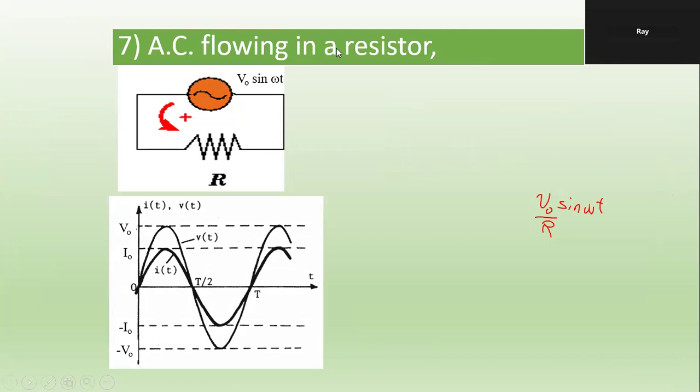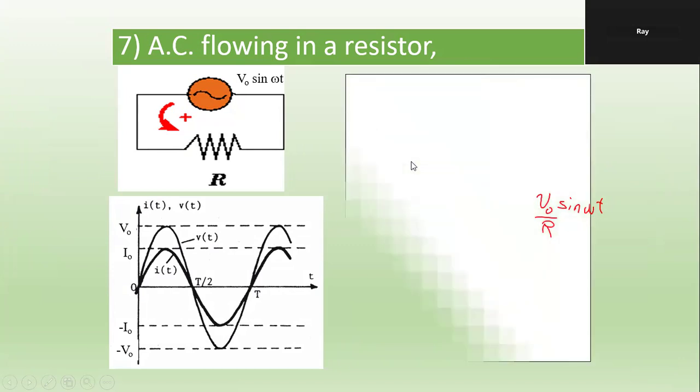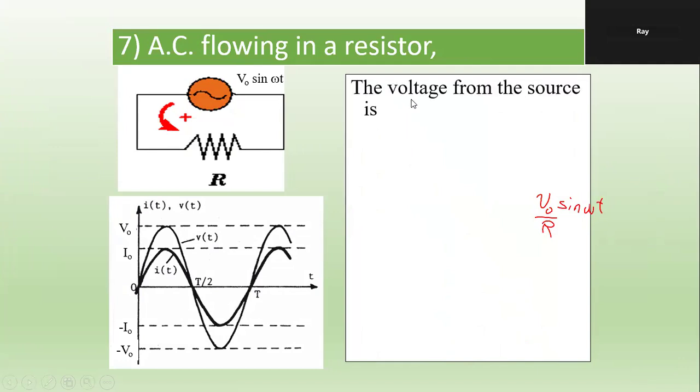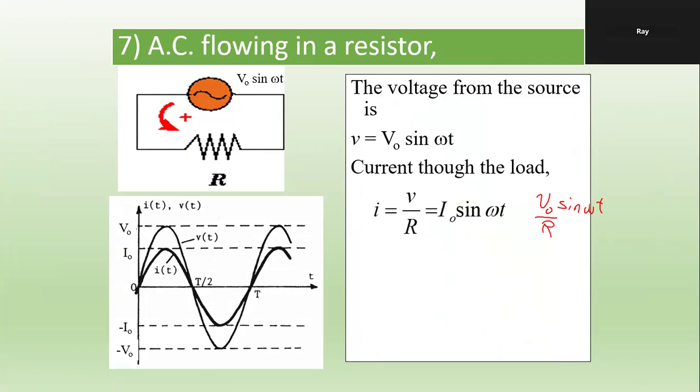Okay, AC flow in a resistor. We are interested in the resistor, that's all, not inductor or capacitor anymore. There is a question in STPM. The voltage source provides V0 sine omega t. The current through the load is the same as your DC, using the same formula V over R. So it's V0 sine omega t divided by R.